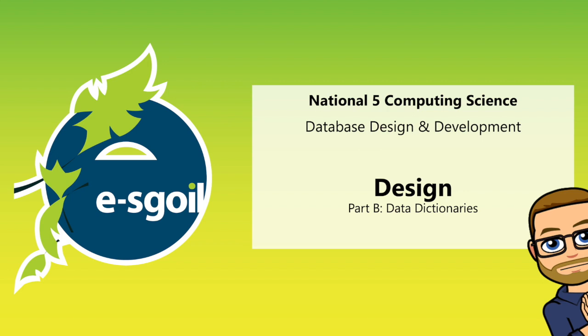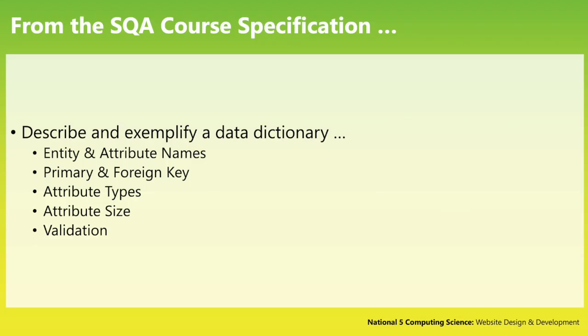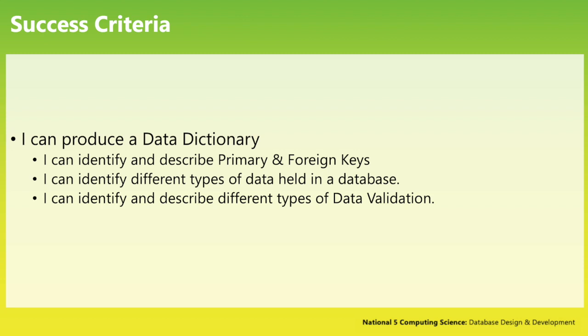And in this video we're going to be focusing in on data dictionaries. For the purposes of National 5 Computing Science, you need to be able to describe and exemplify a data dictionary and all the different components that make up a data dictionary. That means that by the end of this video you'll be able to produce a data dictionary, identify and describe primary and foreign keys, identify the different types of data that can be held in a database table, and identify and describe the different types of data validation that can be used within a database.